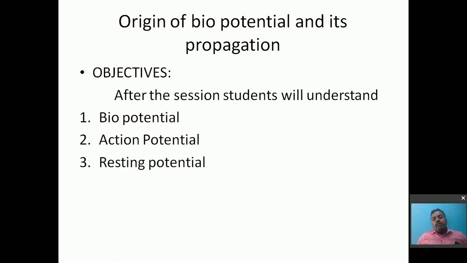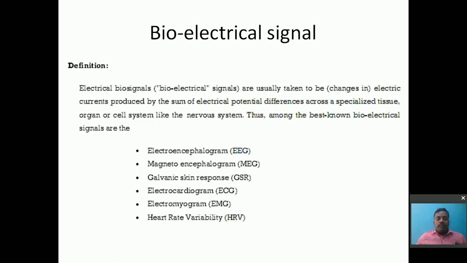The objective of today's session is that after this session, students can understand the biopotential, what is biopotential, then what is action potential, what is resting potential. So we will see one by one. But first, the definition: what is bioelectric signal? Before studying the bioelectric signal, what is electrical signal?